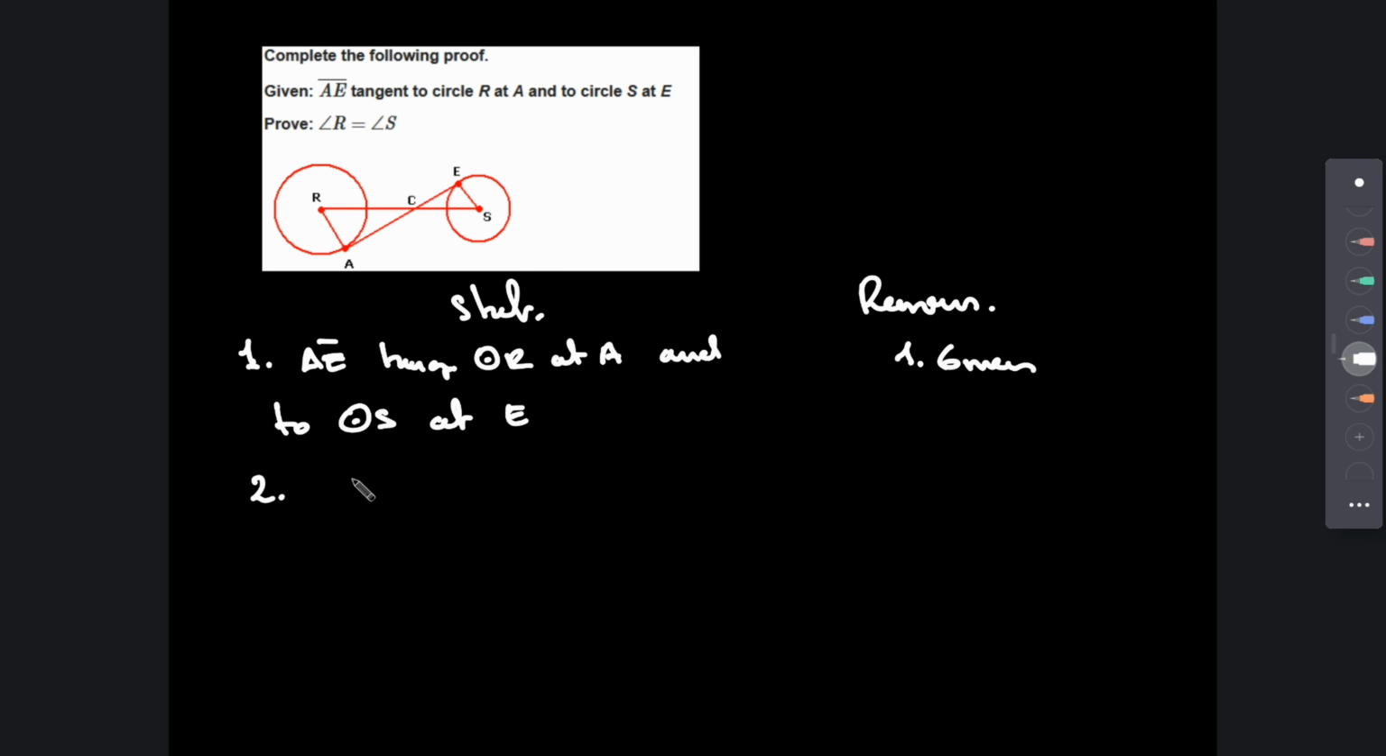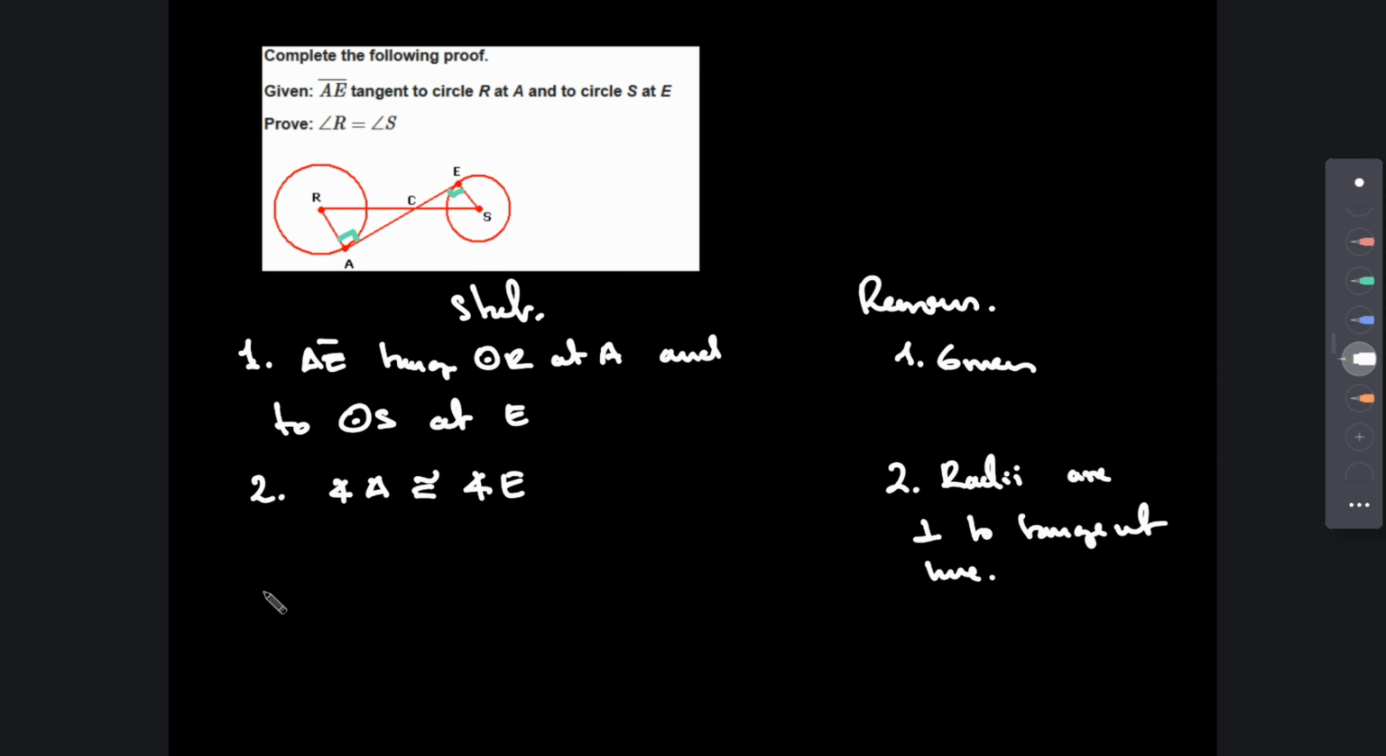So that's basically our plan. So number two, we know that this is a right angle and this is also a right angle. So angle A, well, actually we can put it, yes, let's do it with angles. I think it's pretty clear that we only have one angle A that matters. It's congruent with angle E because it's also clear. And this is because radii are perpendicular to the tangent line. Okay, we know that.